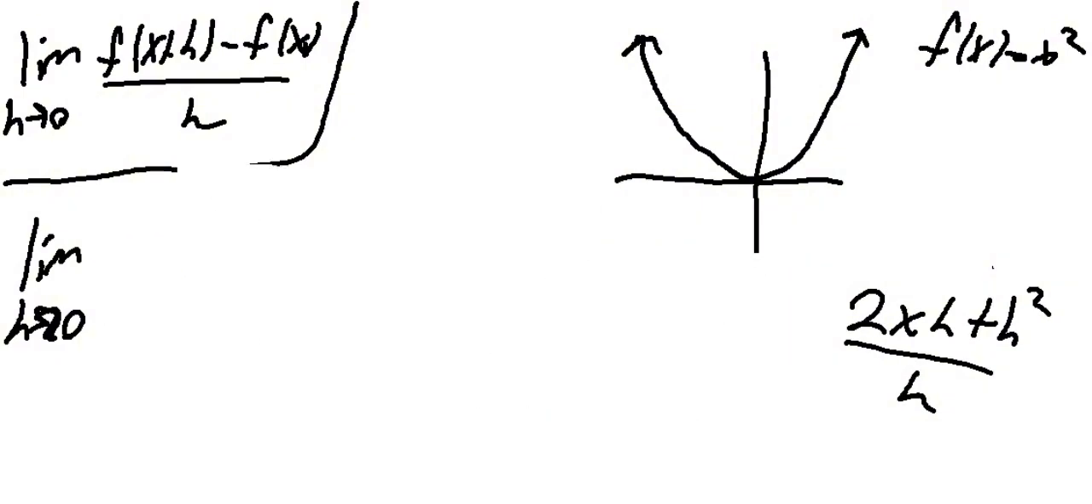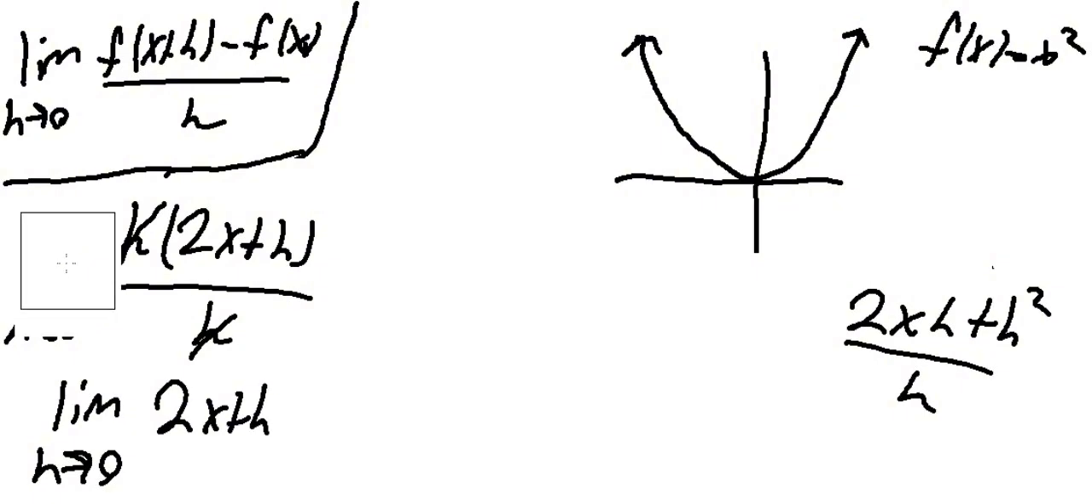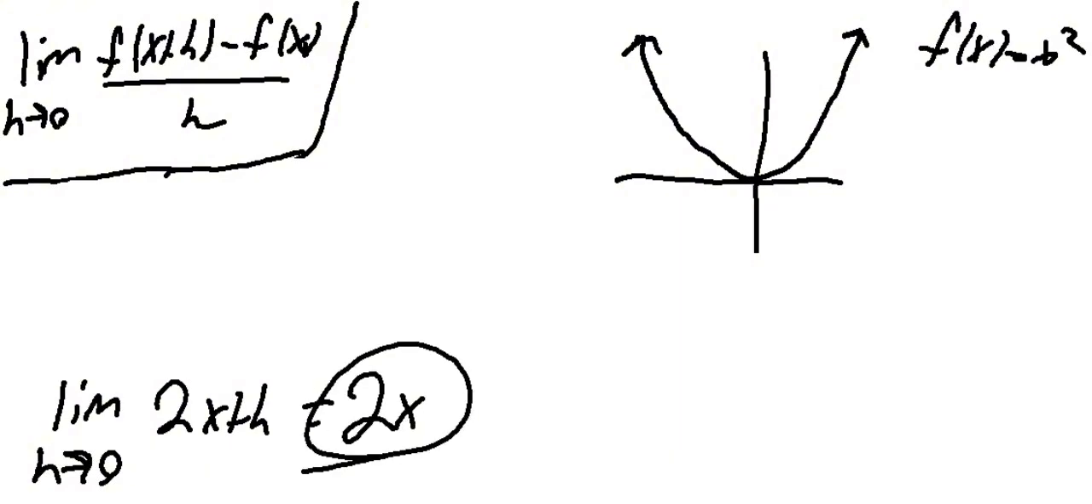Okay. You can simplify even further. I can factor an h out. You're left with this. H's cancel out. And we have the limit as h approaches 0, 2x plus h. So how do we evaluate this limit? Well, we could just plug in 0 for h. We get 2x.